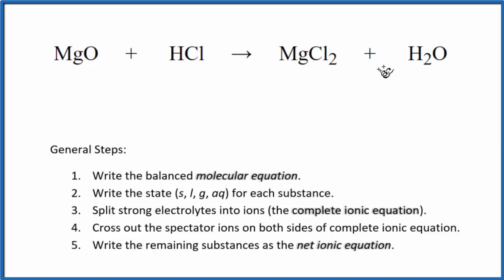So in our molecular equation, I can see there's 2 chlorines here and just 1 here. So I'm going to put a 2 in front of the HCl. Now I have 2 hydrogens. Those are balanced. Looks like everything else is good. So this is our balanced molecular equation.